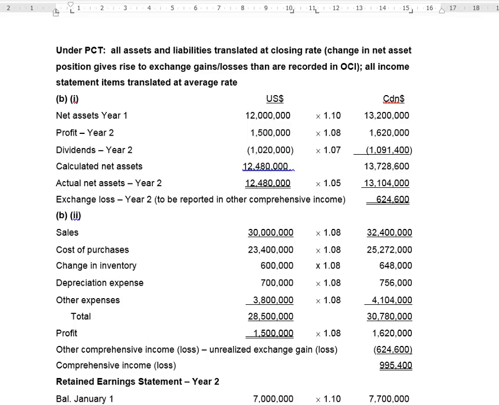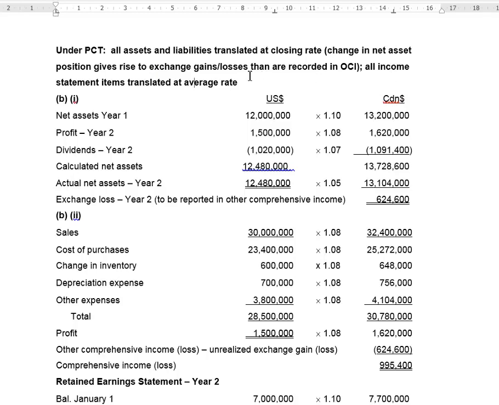Hi folks. In this second part, what we're going to do is do the same thing as we did in the first part of the question and translate the statements, but this time under the presentation currency translation method, which is applied how? All the assets and liabilities are translated at the closing rate. So it's your change in your net assets, or assets less liabilities, that give rise to any exchange gains and losses, and these are recorded in OCI. All income statement items are translated at the average rate.